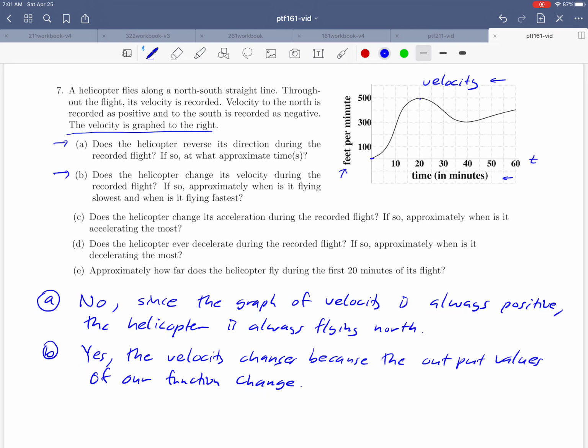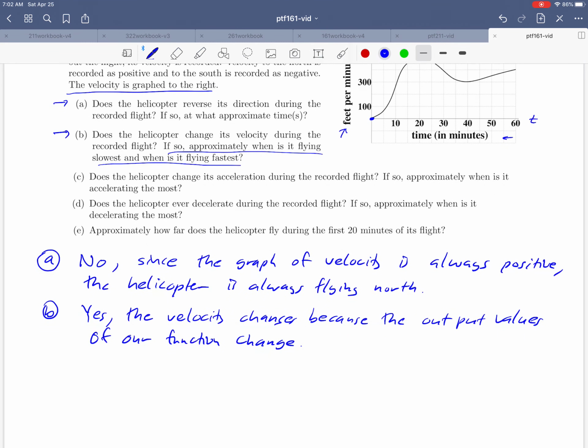And they ask another question with this. If so, approximately when is it flying the slowest and when is it flying the fastest? How would we answer those questions? Well, the slowest velocity is going to be the place where the velocity graph has its minimum output value, and that would be here where we're right on the t-axis. The velocity is going to be 0.